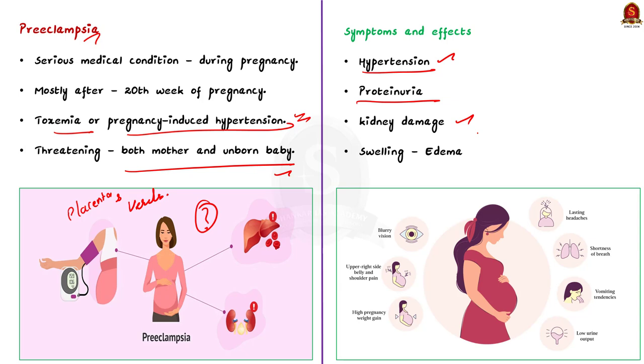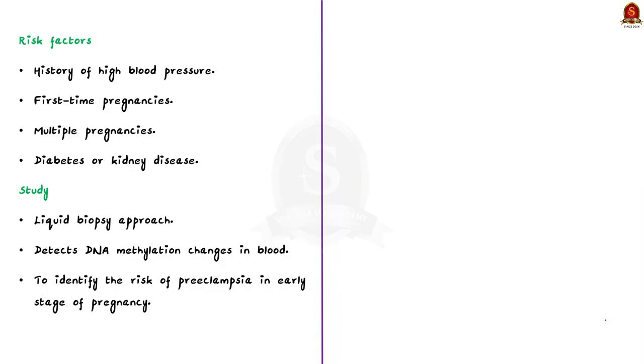Next is swelling. Swelling, mainly in the hands and face, is also a common symptom of pre-eclampsia. This swelling is due to fluid retention and it is also known as edema. Other symptoms of pre-eclampsia include severe headaches, visual disturbances such as blurred vision, abdominal pain, nausea, vomiting and shortness of breath. Now, who has the highest risk of getting pre-eclampsia?